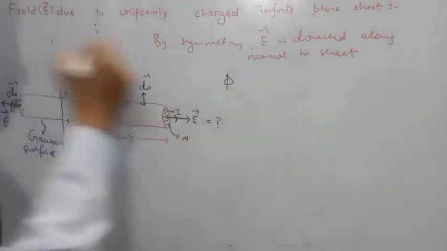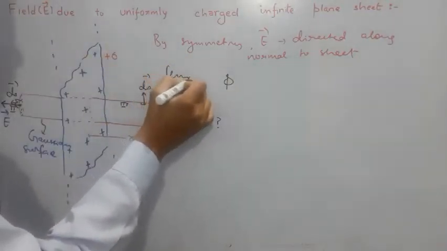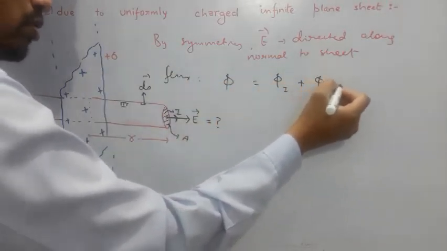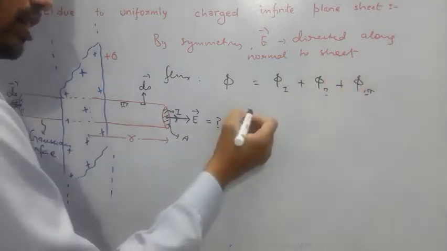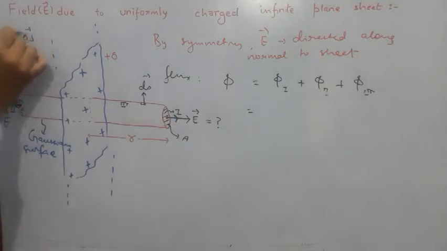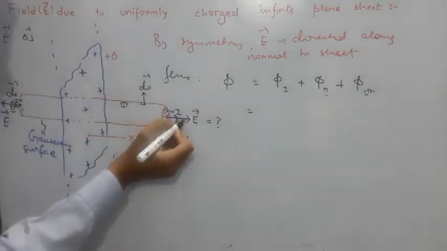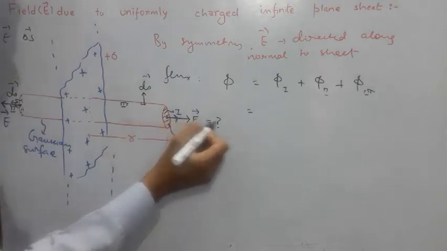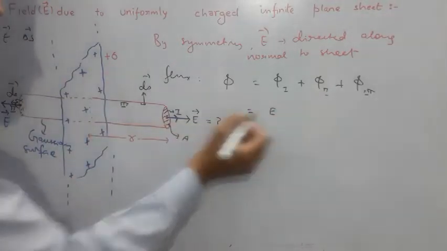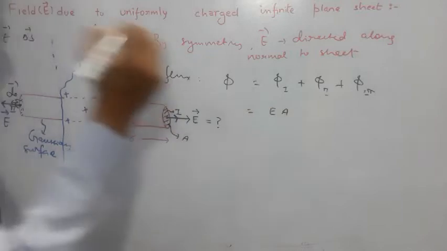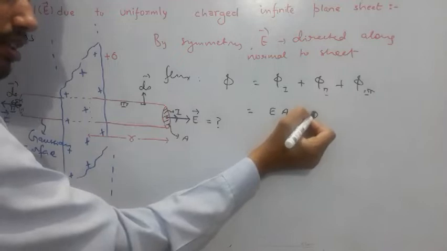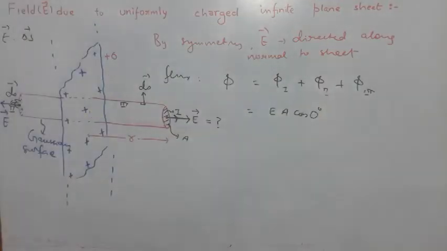So total flux through the Gaussian surface will be flux through surface 1 plus flux through surface 2 plus flux through surface 3. Now the flux formula is E dot delta S vector. For this, you see E and this area vector are in same direction. So the flux through surface 1 will be E times this area, which I will write as A, times cos of the angle between them, and both of them are in same direction, so we will put cos of 0 degree.